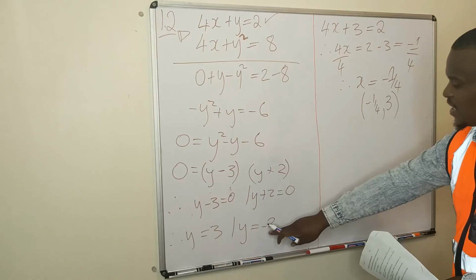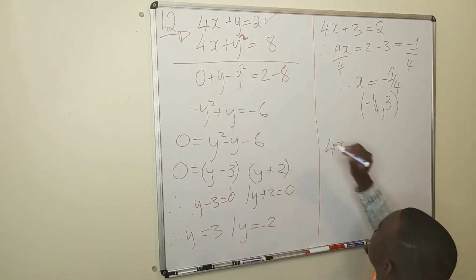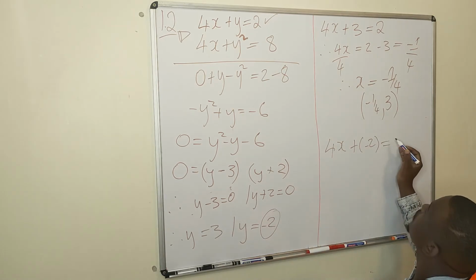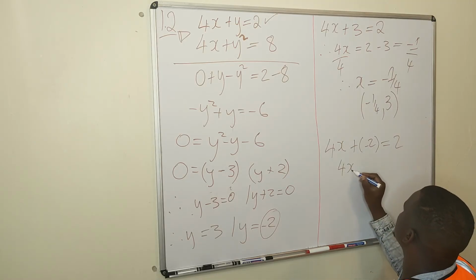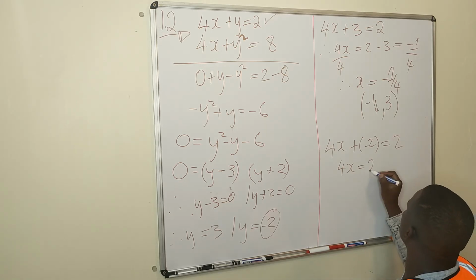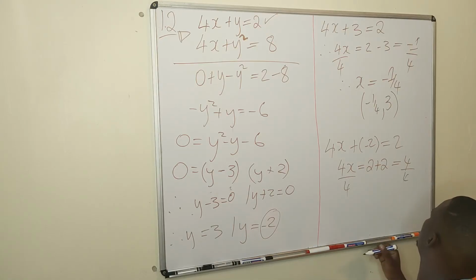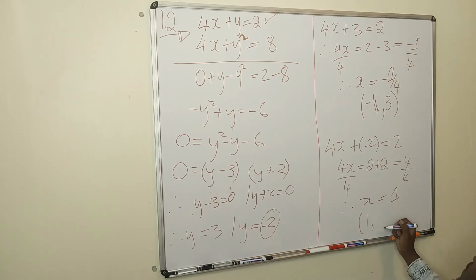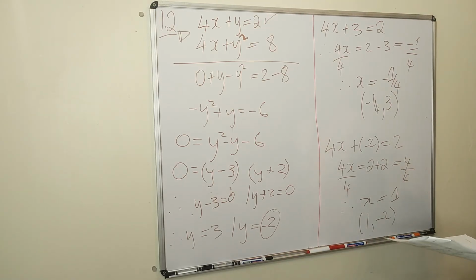So, you do the same thing for the second y value. For 4x plus y, our y in this case is minus 2, is equal to 2. And this goes that side. You have 4x is equal to 2 plus 2, which is equal to 4. Then divide by 4, divide by 4. Therefore, x is equal to 1. So the coordinates are 1 and minus 2. So we are done with 1.2.